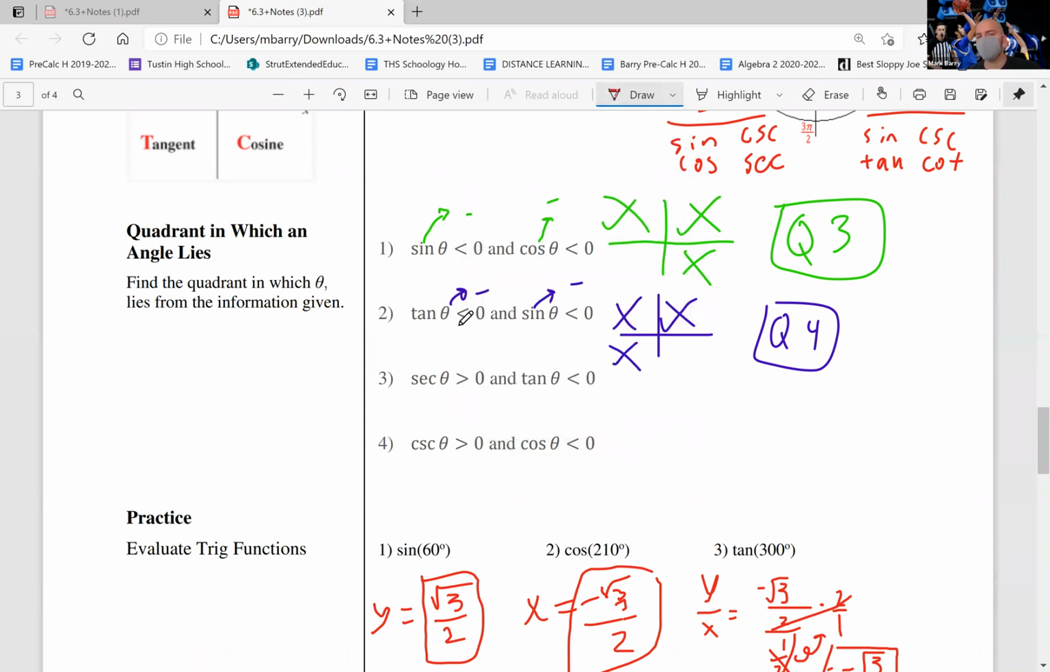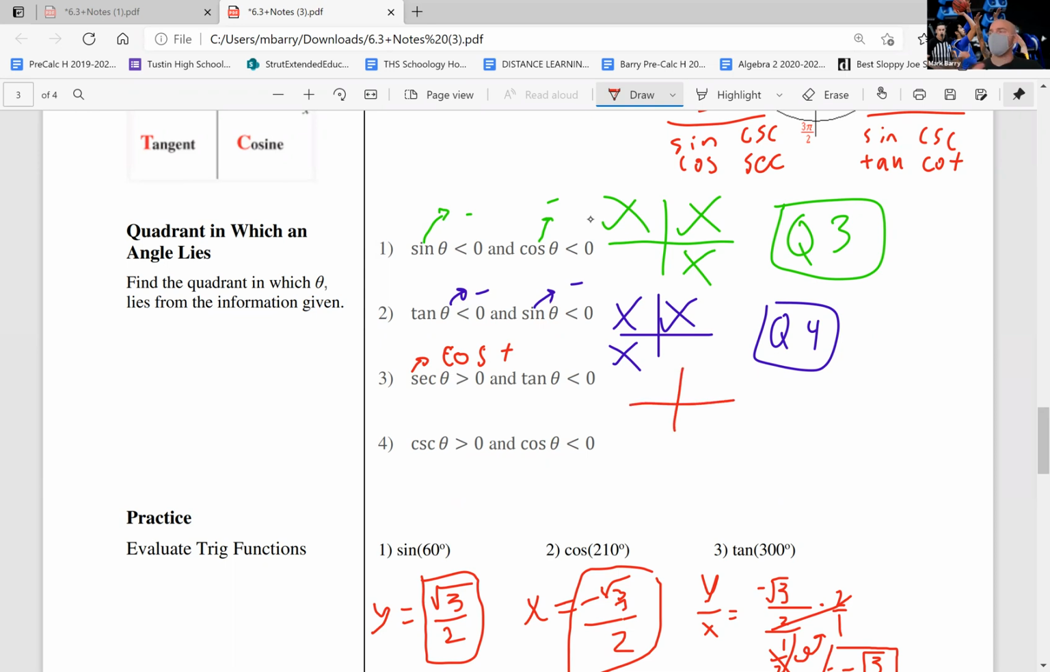Okay, now we get into reciprocal functions here. So this one says secant is greater than 0. So I mean, secant is positive. I change that to say cosine is positive. Whenever they give me a reciprocal function, I just rewrite it as the regular function. But remember, that doesn't change whether it's positive or negative, right? So if secant's positive, cosine is also positive, okay?